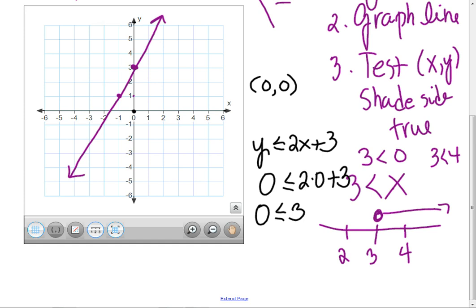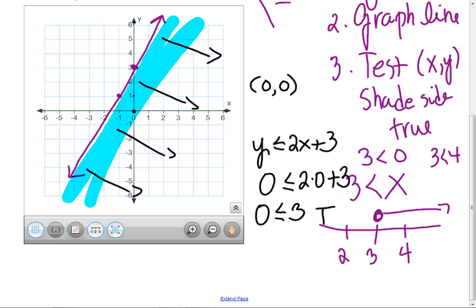2 times 0 is 0. If I add nothing to 3, I still have 3. Is that a true statement? Is 0 smaller than 3? Yes, that's a true statement. So I will shade the side including the 0, this way. Some of you like to shade entirely, but it's sufficient just to know the arrows. If you want me to shade it with some colors, I will. So it's all of this.